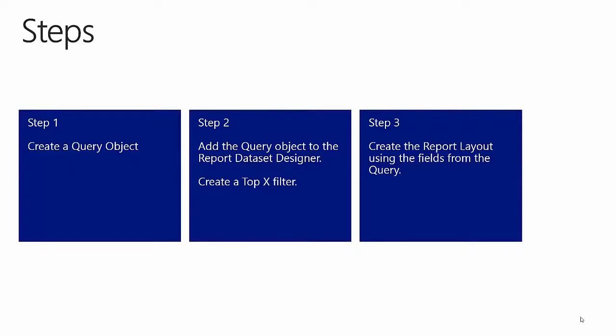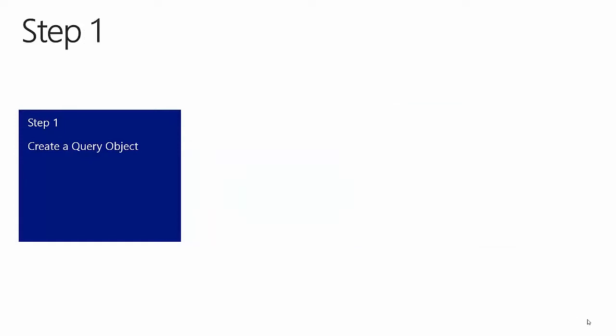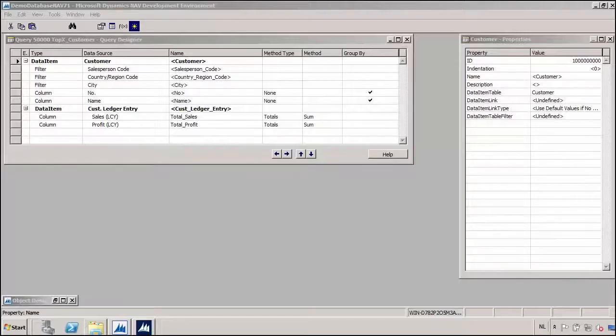In step 1, we will create a query object for the customer sales data. In step 2, we will then use the query to build the dataset for the report. And in step 3, we will then build the report layout based upon the fields from the query object. So let's get started with the first step and create a query object for the customer sales data.